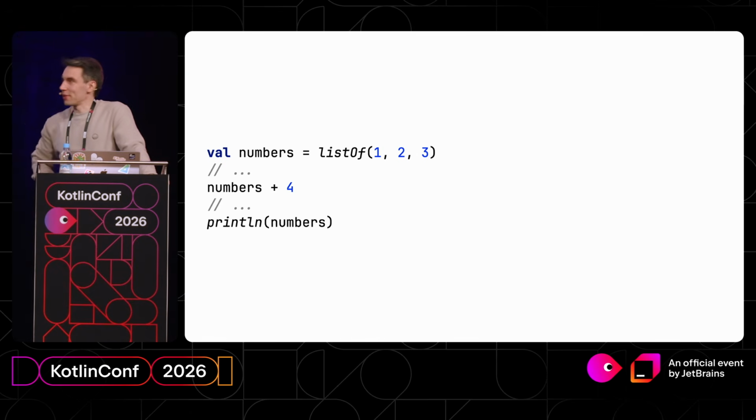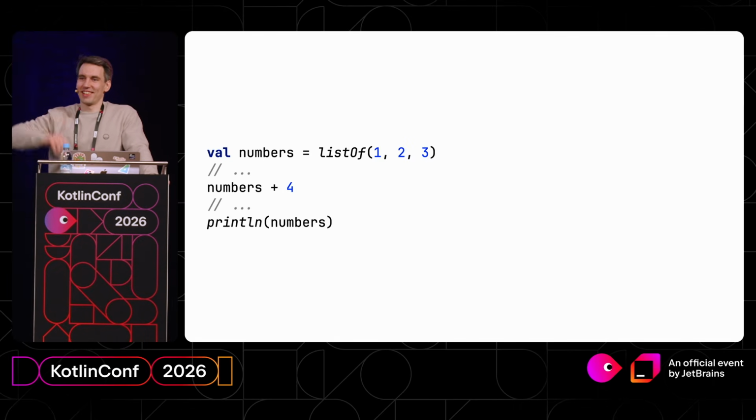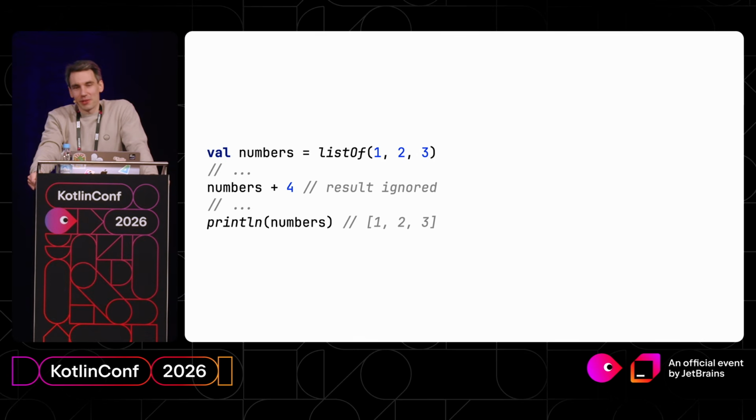And now let's take a look at this example. Here we take a list of 3 elements. We try to add 4 to it, and then we print numbers. So who knows? Is there any problem in this code? Yes, there's a problem. Actually, the problem is that we'll print 1, 2, 3, and we just forget about this 4.